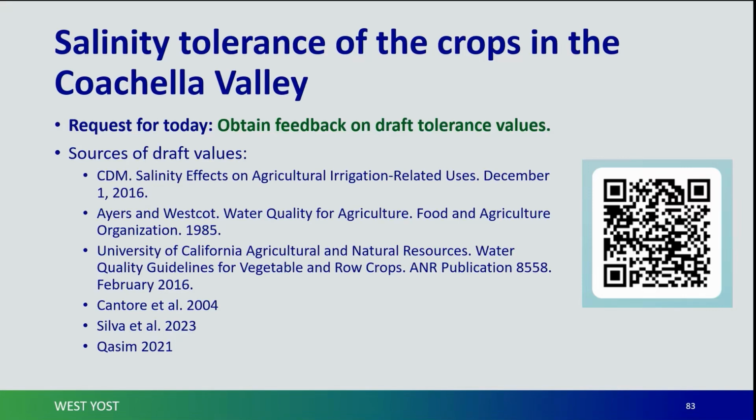You don't have to provide feedback on every single crop. It's like, are the values that we're showing here too high or too low? Is it okay to assume similar or the same values for these tolerances for certain types of crops? It doesn't have to be exact numbers. We're really just trying to get a sense of whether we're on the right track here.